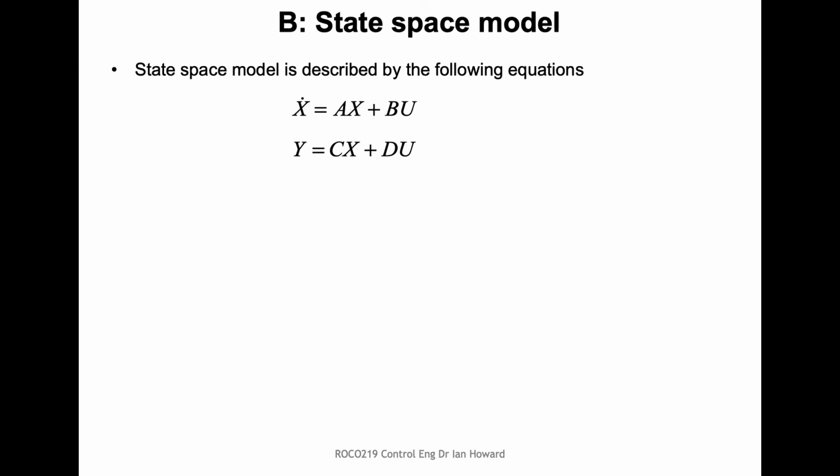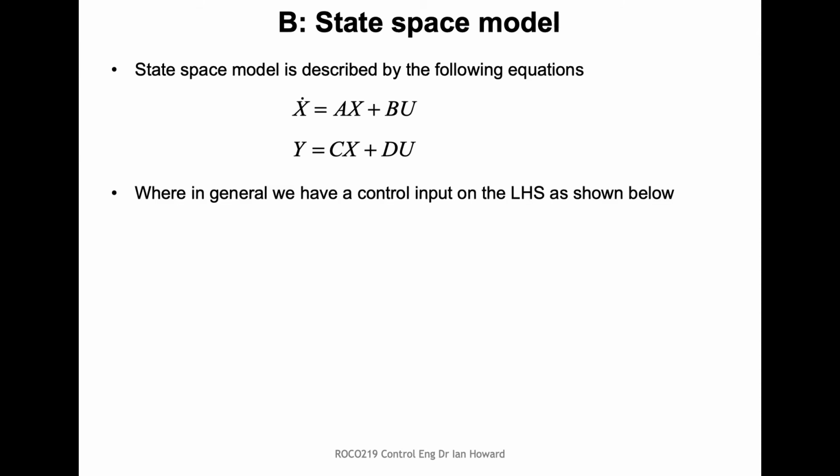So a state space model is given by x dot equals Ax plus Bu, y equals Cx plus Du. Obviously, this is the continuous version of state space models. You can also get discrete versions, but in this particular module, we're only concerned with continuous time.